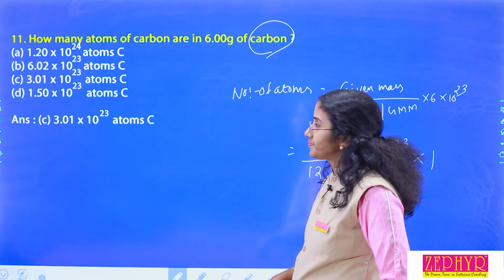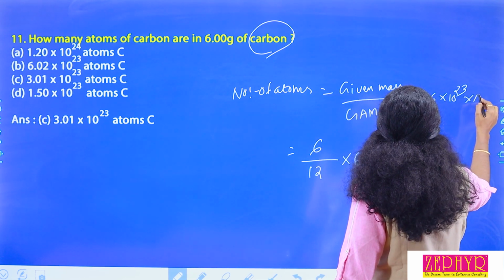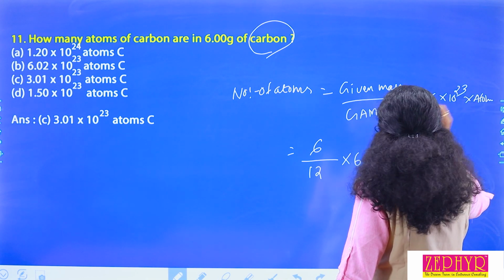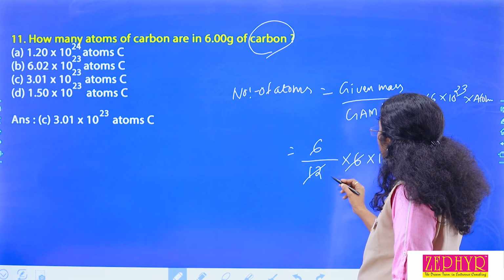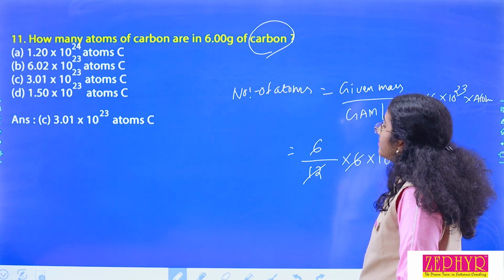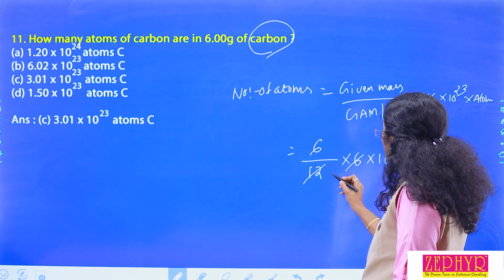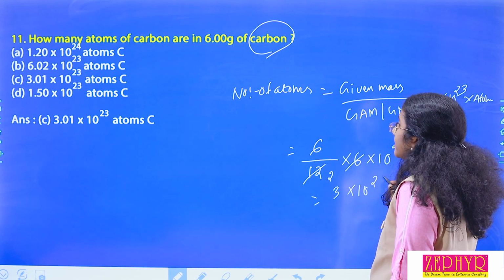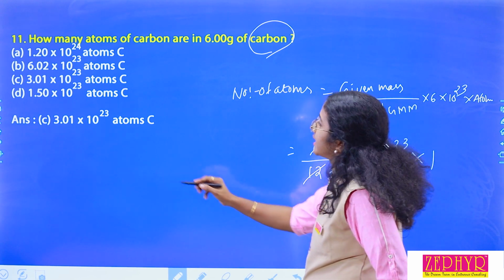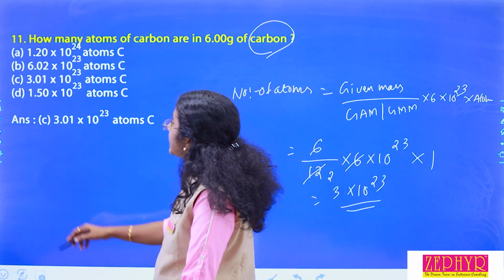Atom, right? Only one atom, so multiply with 1 into atomicity. So here 6 divided by 12 gives 0.5, and the answer is 3 into 10 raised to 23. Option C.